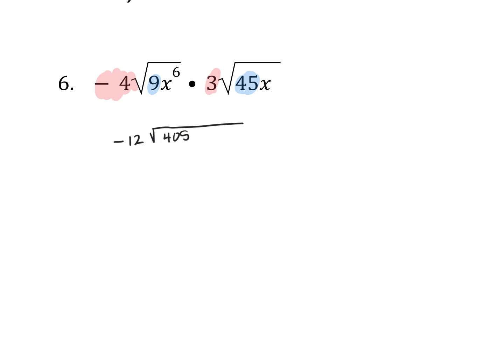And now I look at my variables. I have x to the 6. And this x, remember, if there's no number on it, it's really a 1. So I have 6 plus 1 is going to give me a 7. So that's going to be x to the 7th. And then I'm going to come over to the side, and I'm going to make 7 x's. So 2, 3, 4, 5, 6, 7. Circle my pairs. Pair, pair, pair.